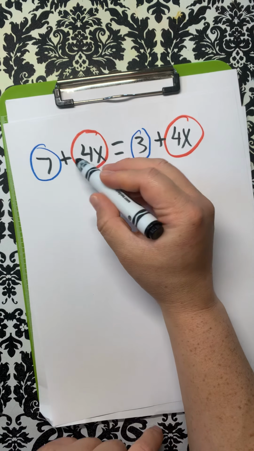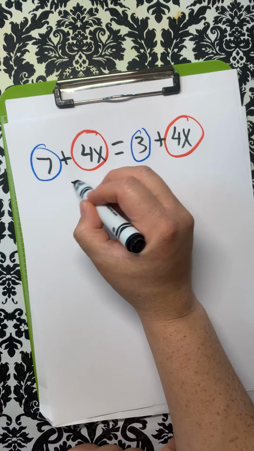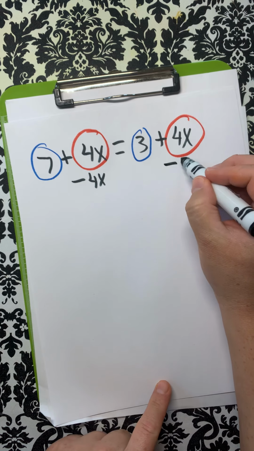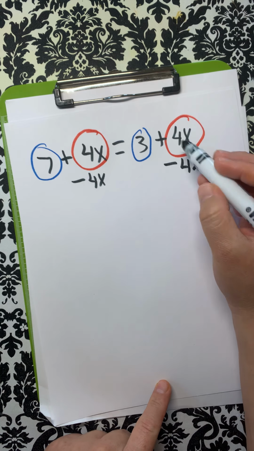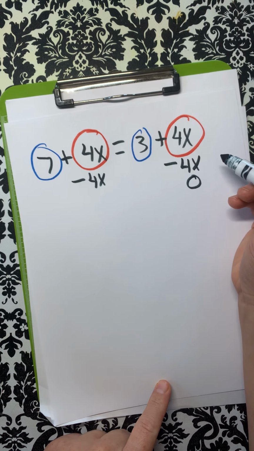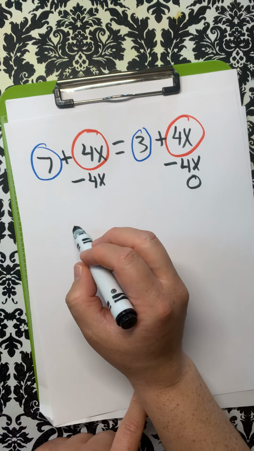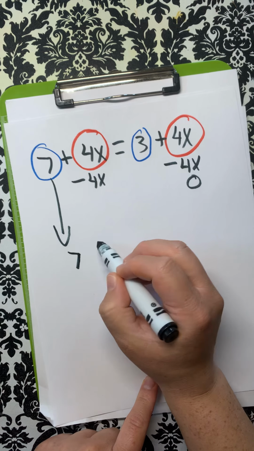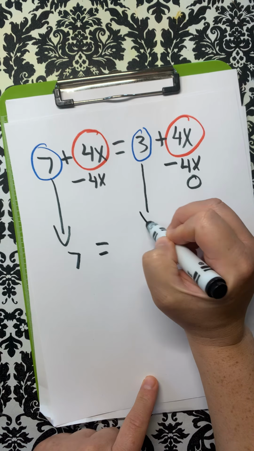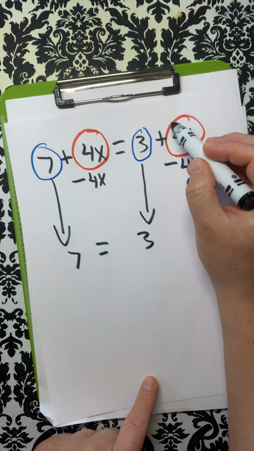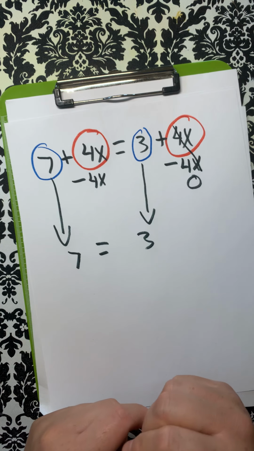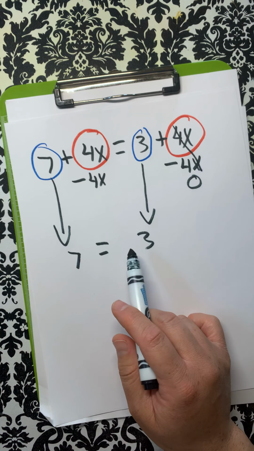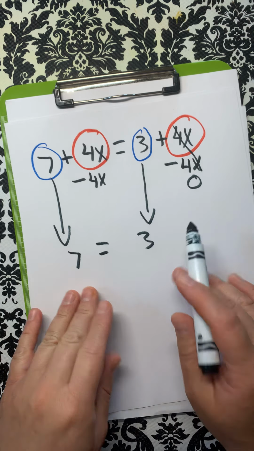We know that the opposite of a positive 4x is going to be a negative 4x. And we subtract 4x from this one. This just ends up equaling 0. Now let's bring our two integers down. We're bringing the 7 down. 7 equals, we're bringing the 3 down. 3. This has canceled out as well. So what this ends up looking like is that 7 equals 3, and there's no other variable in here.